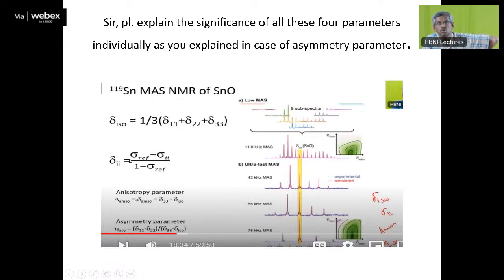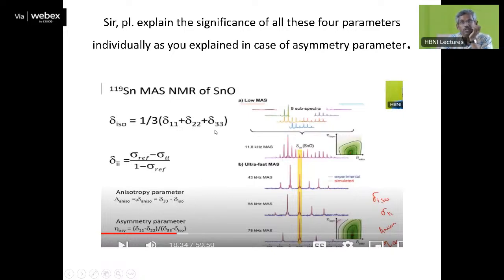So delta iso is 1 by 3 into the sum of the components. You can understand this because in a matrix, if you sum all the diagonal elements, what you get is the isotropic component. Then there is another terminology. The component delta II can always be expressed with respect to sigma reference minus sigma II. Sometimes the sigma reference is so small that we can neglect it, or sigma II is very large compared to it, so you can always take delta II is equal to sigma reference minus sigma II.